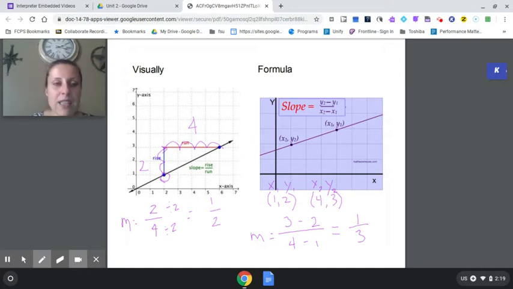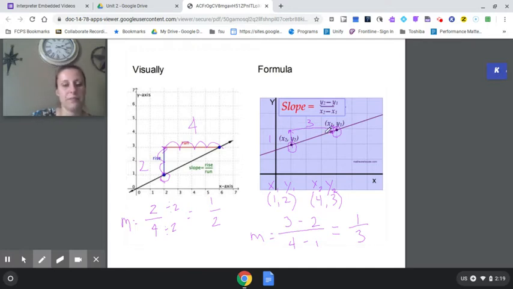Now let's use the idea of rise over run to see that we would get the exact same thing if we were to use rise over run on the second example. So I'm going to start at the lower point. My rise is 1, so I'm going to go up 1. And my run was 3, so I'm going to move to the right 3 units. And we see that we do get to our second point. So again, I could use rise over run to get to that slope, and I would get the exact same results.